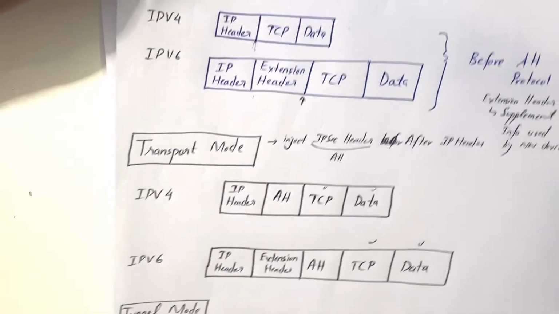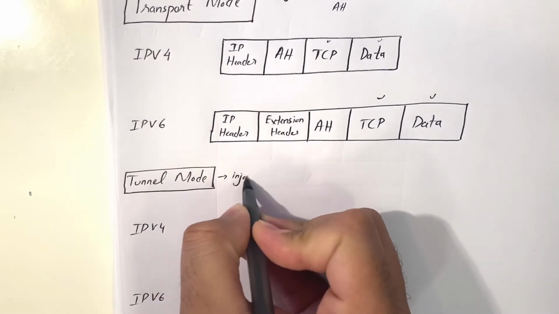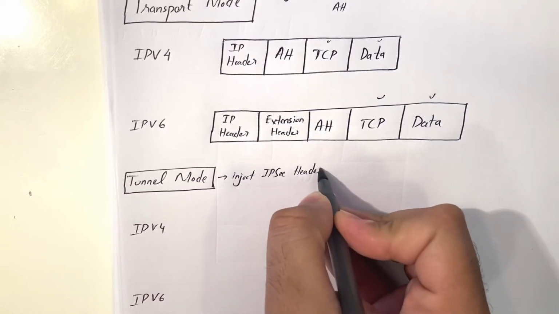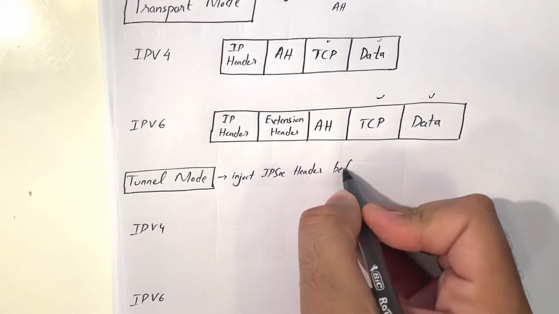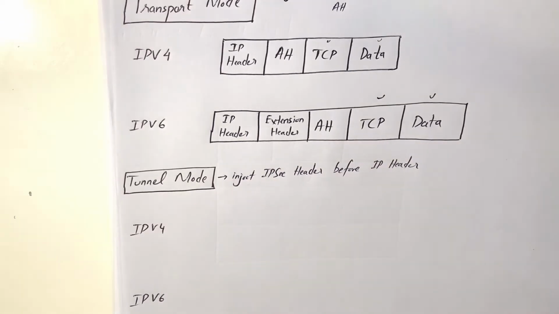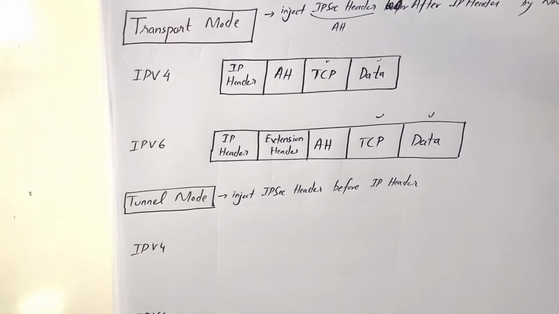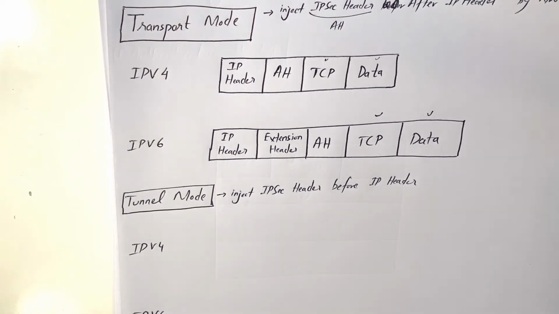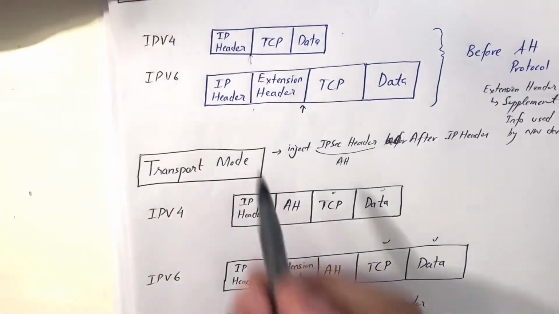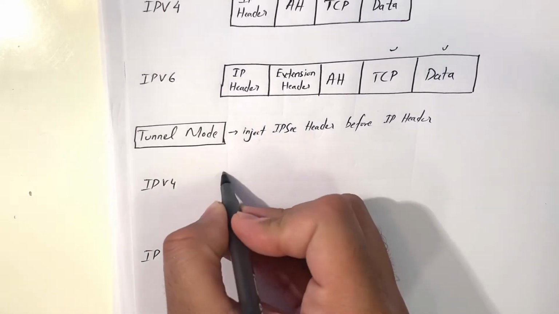While in the case of tunnel mode, if you remember, we inject the IPsec header before the IP header, and the IP header will also be authenticated in the tunnel mode. So if you revise this with the tunnel mode, what's going to happen? The packet will go up here. Now let me show you how IPv4 looks now.